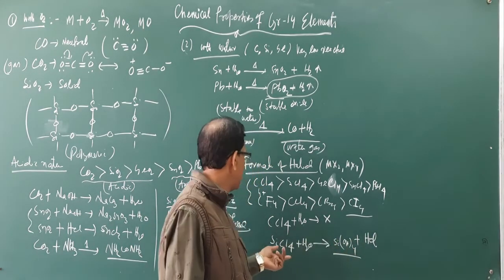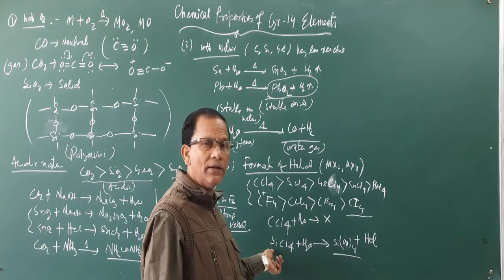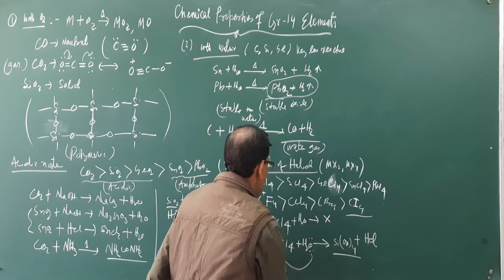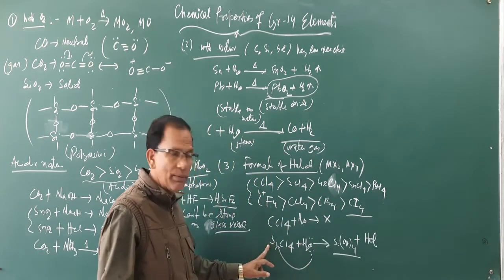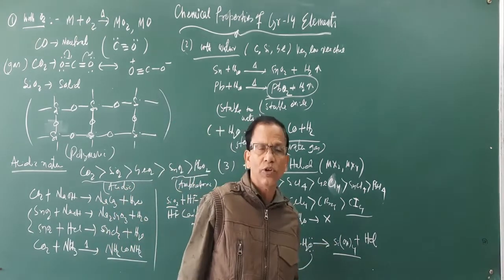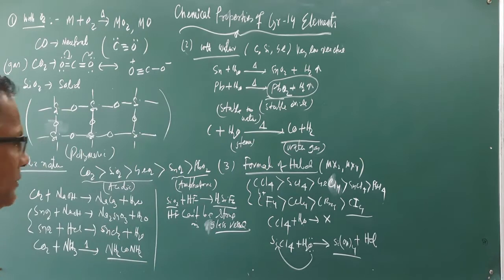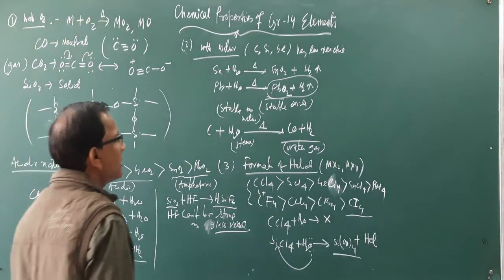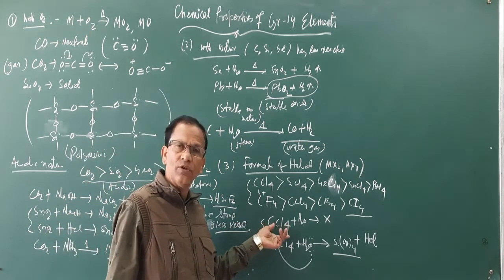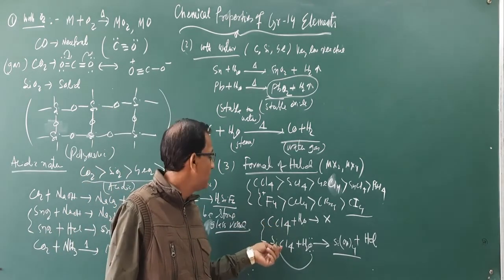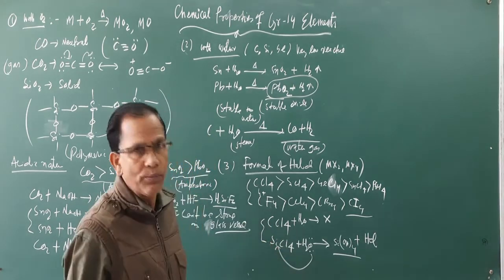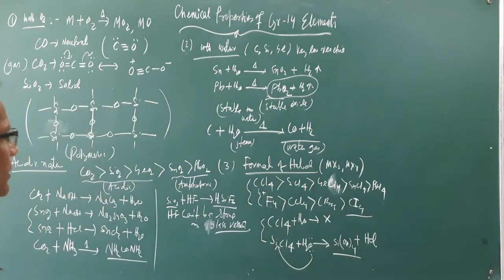This is produced because silicon has vacant d orbital. It accepts a lone pair from oxygen. When silicon having vacant d orbital accepts a lone pair from water, that's why it produces Si(OH)4. So this is an important difference between carbon tetrachloride and silicon tetrachloride. Carbon tetrachloride is not easily hydrolyzed due to absence of vacant d orbital, but silicon can be easily hydrolyzed due to the availability of vacant d orbital.